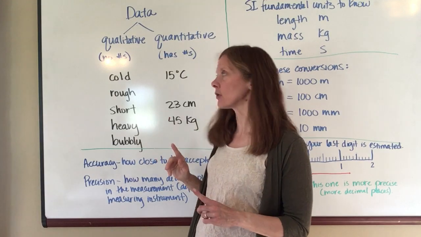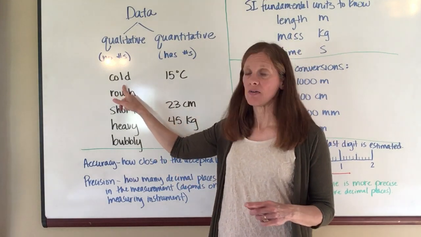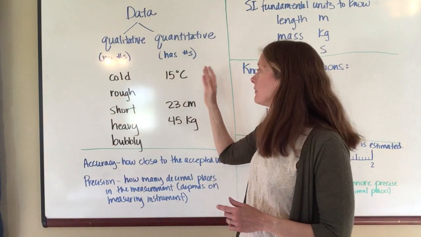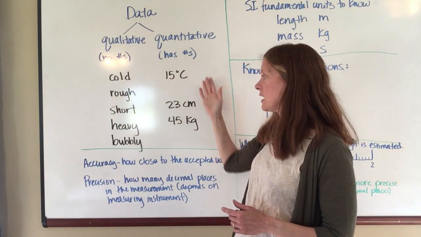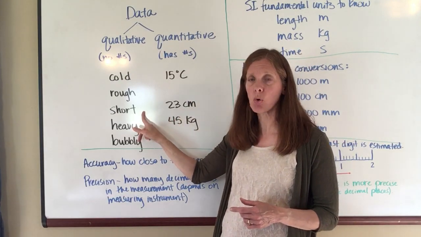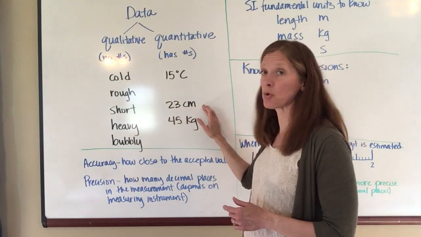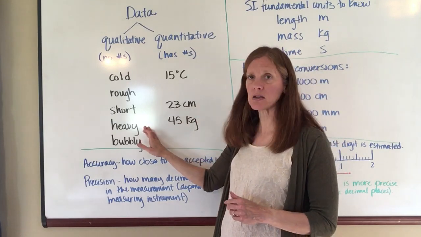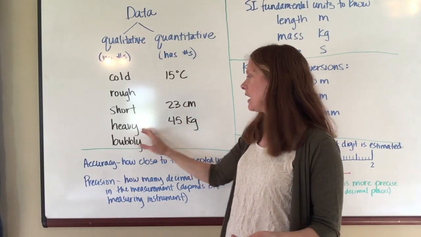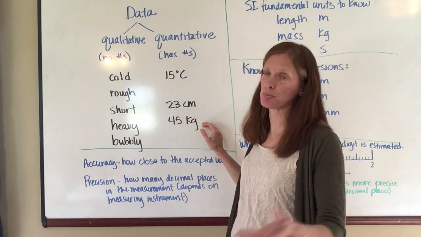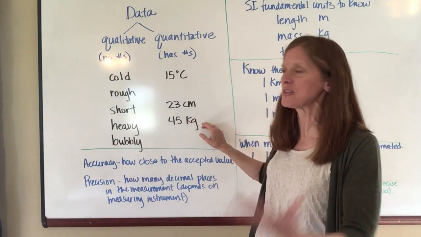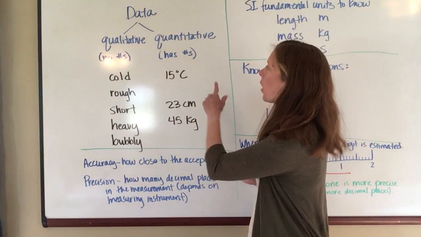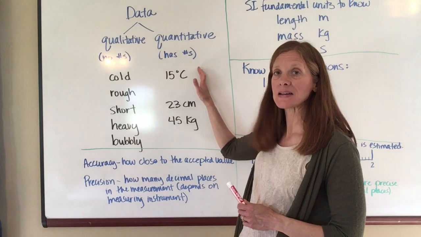However, if in place of saying this solution is really cold, I said it's 15 degrees Celsius, that tells me exactly how cold it is. If I say this board is short, versus I could say this board is 23 centimeters long. That's not a very long board. If I say this bag of groceries is really heavy, if I say it's 45 kilograms, well, that would be way too heavy for a bag of groceries, but you get the idea. Okay, so anytime that you have a quantitative measurement, it has numbers in it.